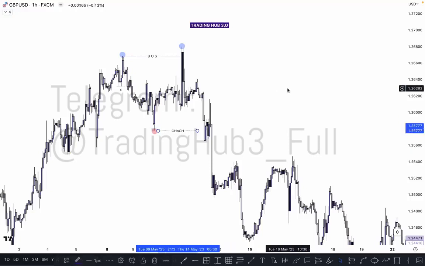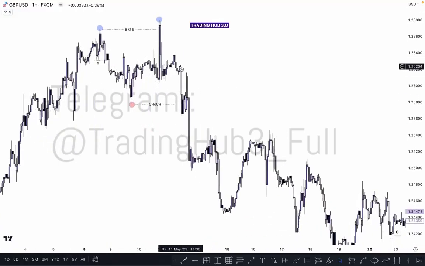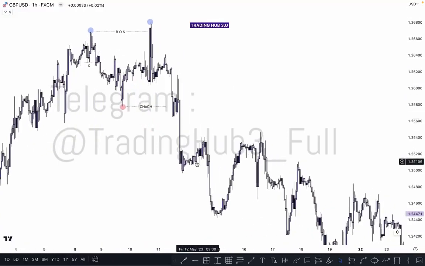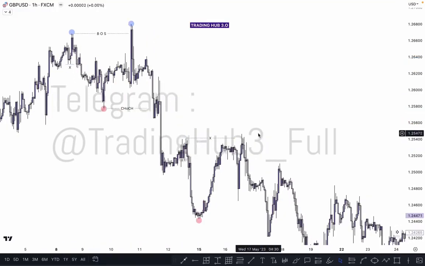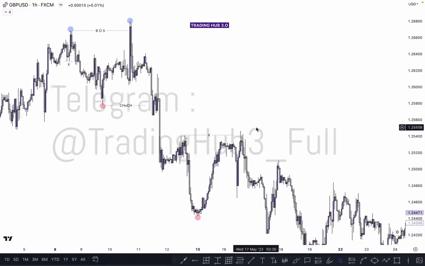So after the change of character, we need inducement, right? At this point, the market has not taken out any kind of inducement. So at which point did the market take out the inducement? This one. This is our lowest low here, and the market created inducement here. And after taking out the inducement, what happened? We again need a break of structure.